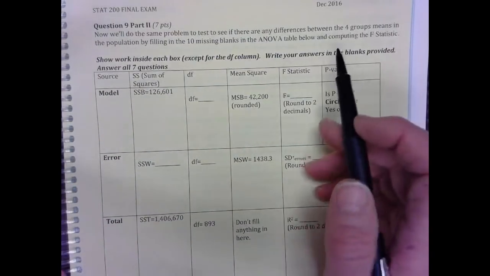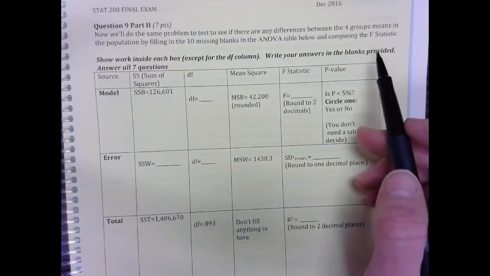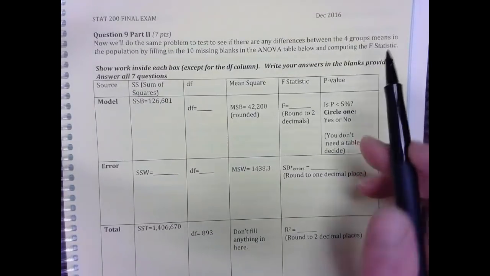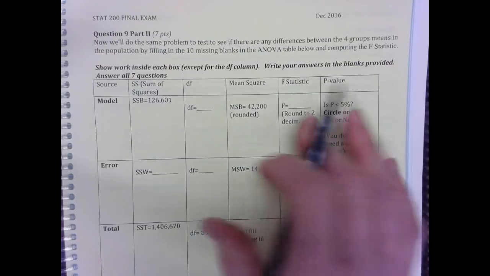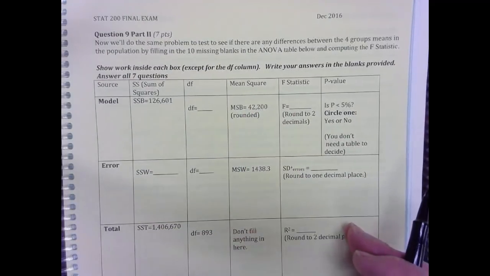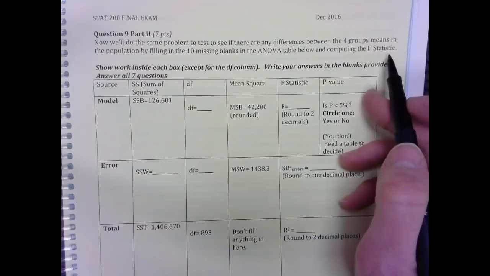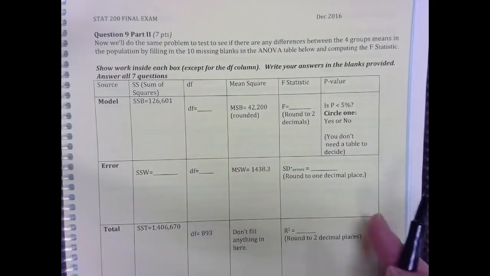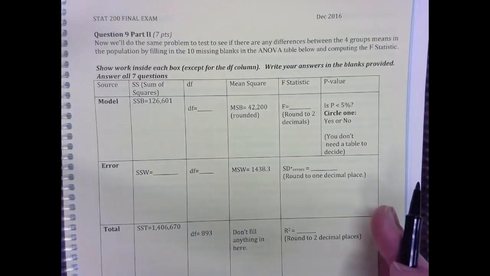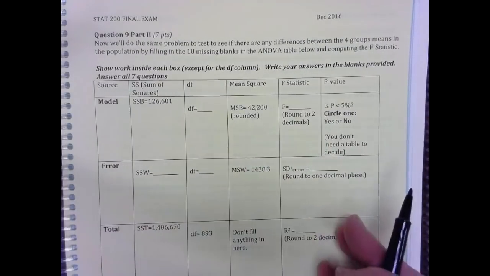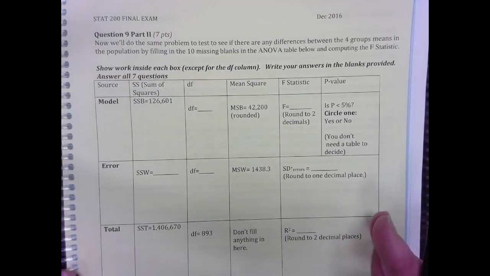Okay, now we're going to do the same problem to see if there's any differences between the four group means in the population by filling in these missing blanks in the ANOVA table and computing the F statistic through this table. Now, let me remind you that on the final, you're not going to be filling in tables because it's a Scantron final.